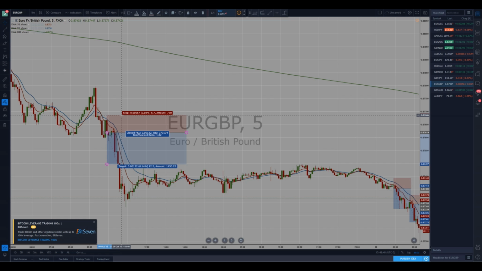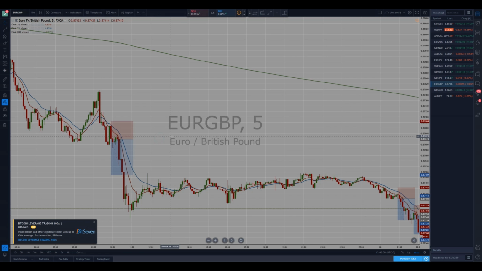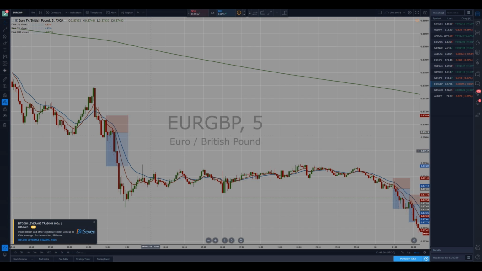So the EMAs are clearly spread. 6.5 pips stop loss for a 13 pip take profit. That would have been easily obtained.